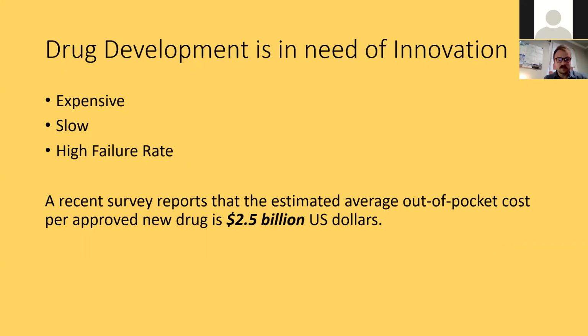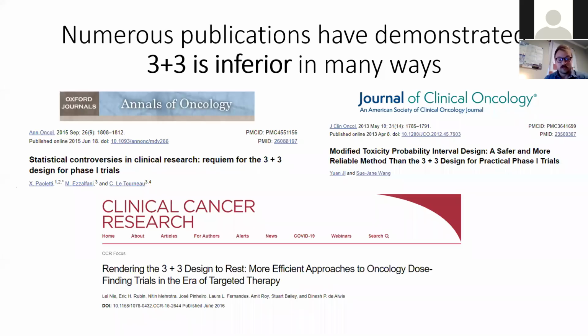And drug development itself is really in need of innovation. It's very expensive. A recent survey published in 2016 found that the average out-of-pocket cost per approved new drug in the US is about $2.5 billion, which is huge. Drug development itself is really slow, and there's a high failure rate. So what does this have to do with the 3+3 though? Well, we have numerous publications. Here are a select 3 that have shown that the 3+3 is very inferior in many ways.